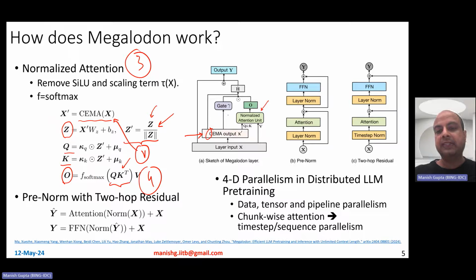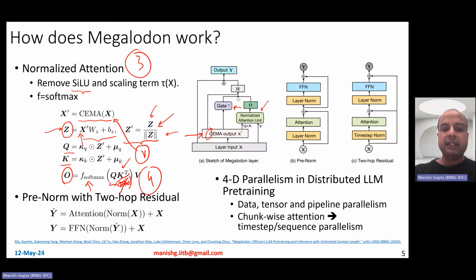And the other thing that you notice is that there is no update gate here. So the update gate is missing. There's only the reset gate that is used. And therefore, it's still gated attention, but of a different kind. Yet another interesting thing is that there is no activation being used for computing the Z. In the Mega model, there was an activation here. They basically just removed the activation, and removed the scaling term. Remember there was a scaling term here, which is typically set to square root of d. So they removed the scaling term, and they just did normalization right there. Okay, and they use the typical softmax activation function for the attention computation.